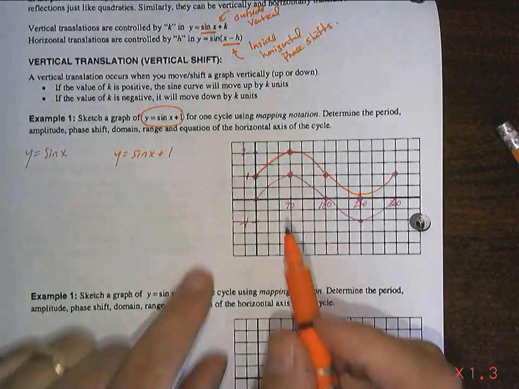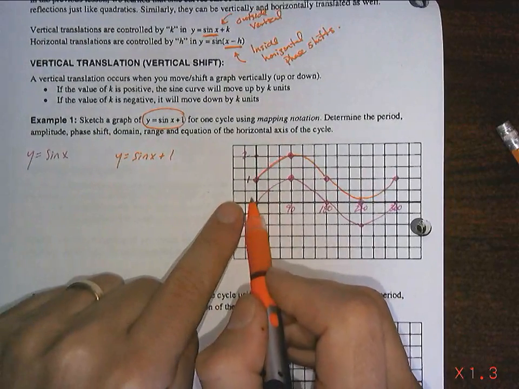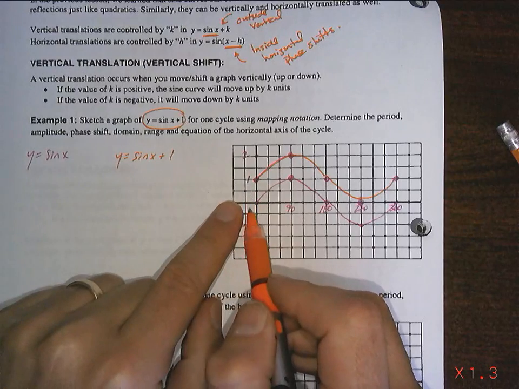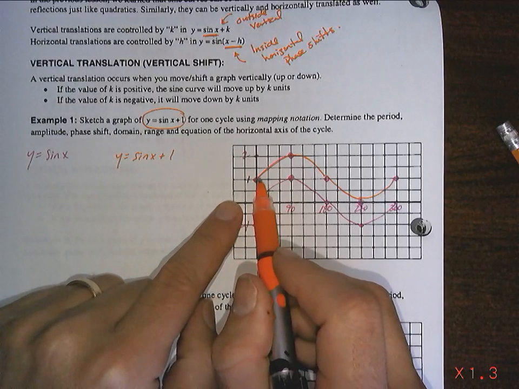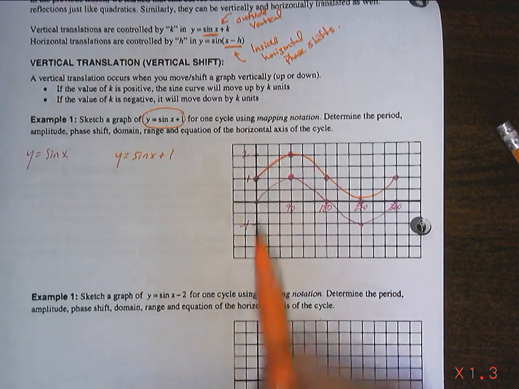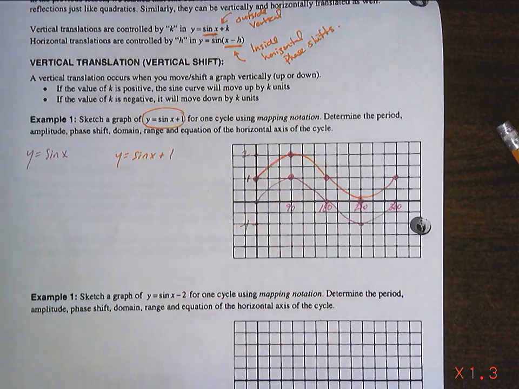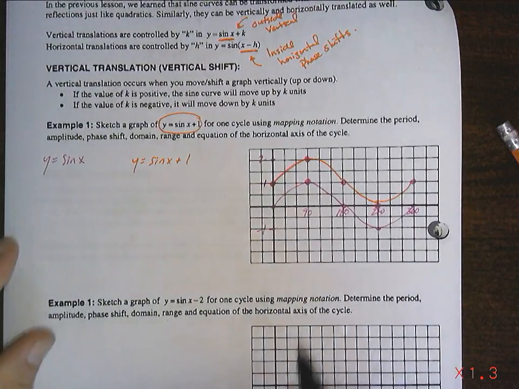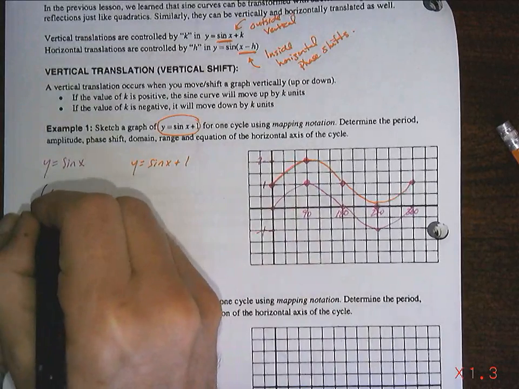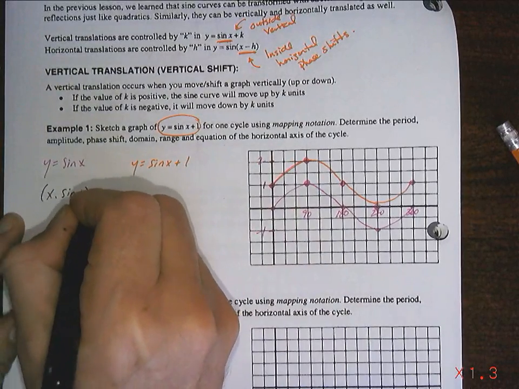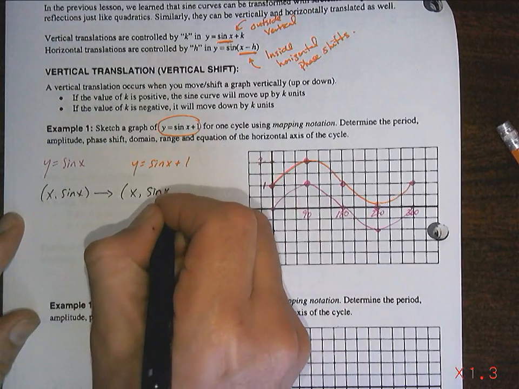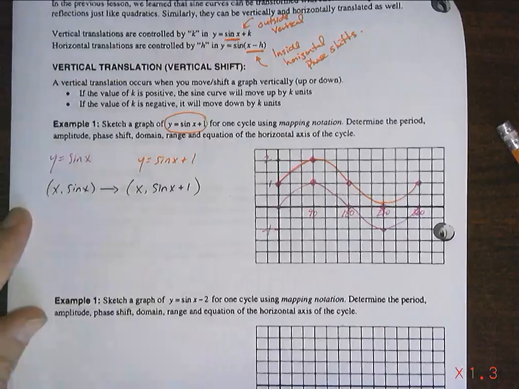Now, be very, very careful. My scale, I said that 2 hash marks was 1. I didn't go up 1 hash mark. I went up 1 unit. Okay, and that was designated by the scale that I gave it. Now, if I was to do this using mapping notation, it would look like this. x, sine x is being mapped onto x, sine x plus 1.